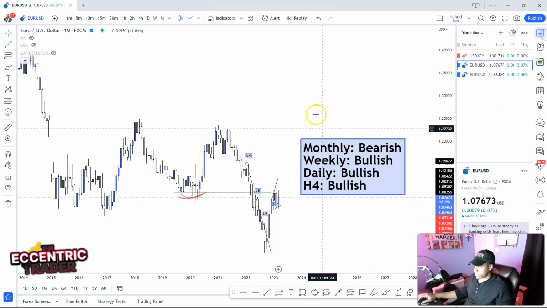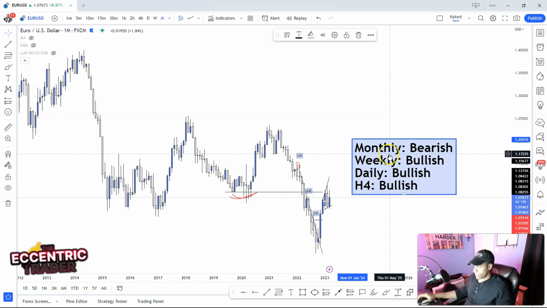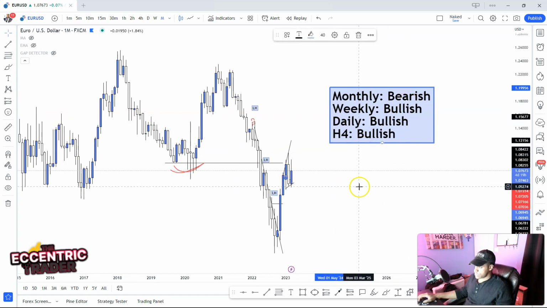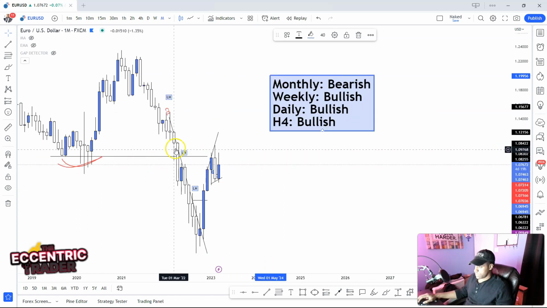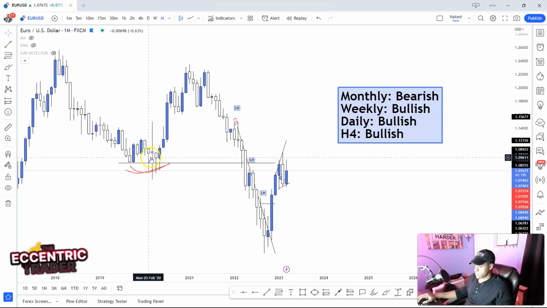Alright, monthly time frame. Bearish. Pretty clear to see that. You see this low right here, the last low that was broken. The last choke, change of character, break of structure was this lower low right here.